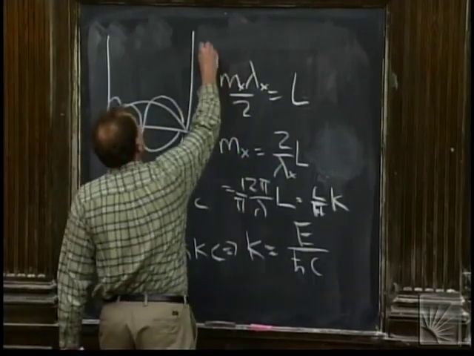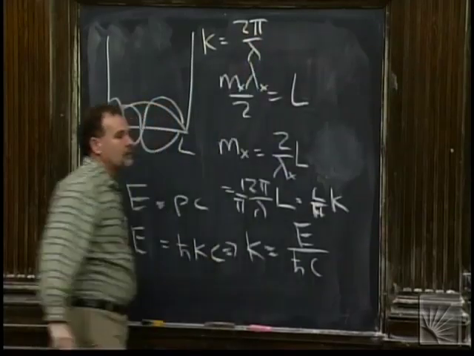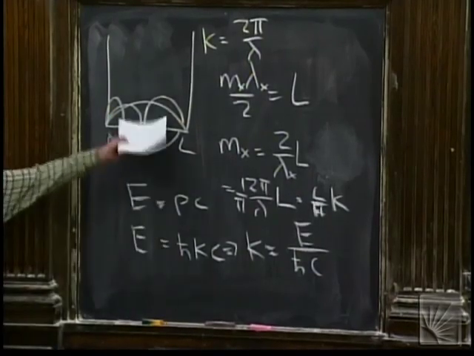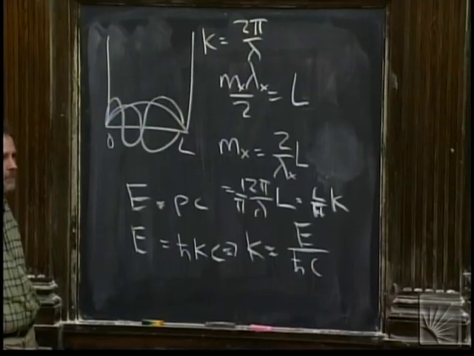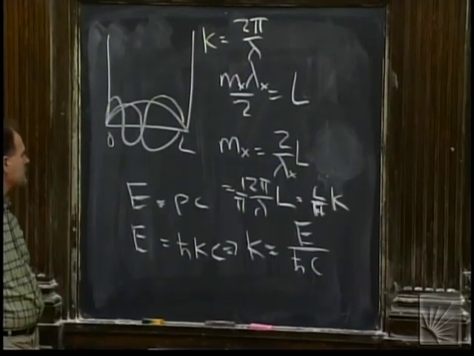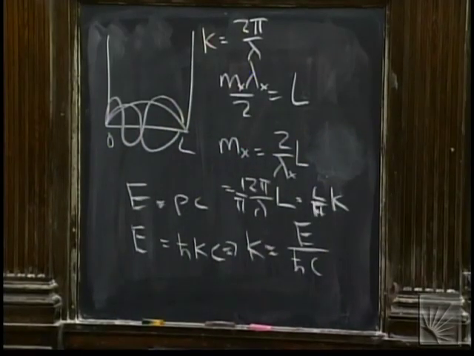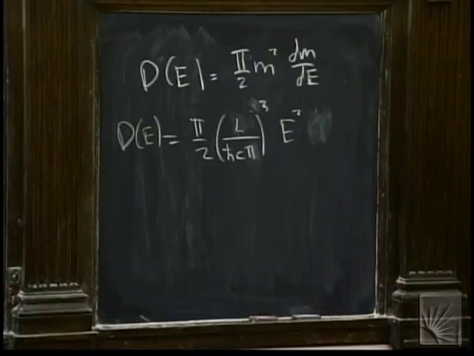Because K is 2 pi over lambda. That's the basic definition of K. This was a very straightforward plug-in. Sorry I messed it up. Okay? I'm just changing from lambda to K. That's all I'm doing. Okay, so there's the density of states.